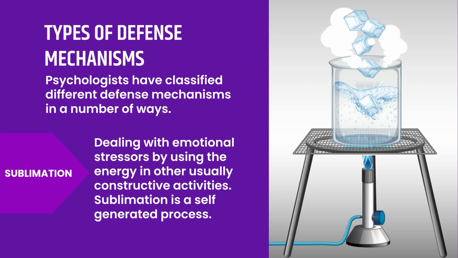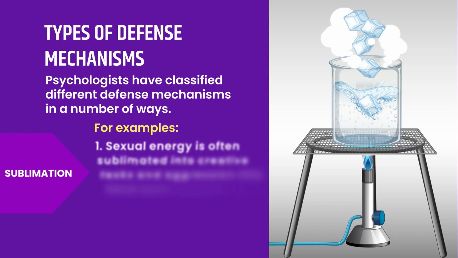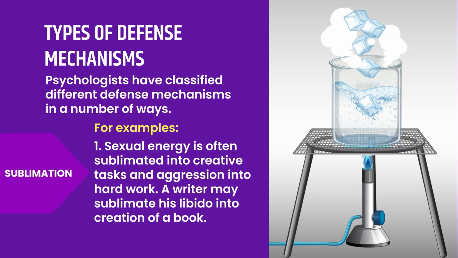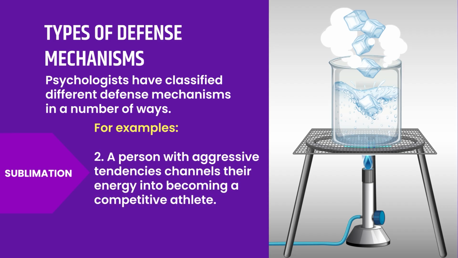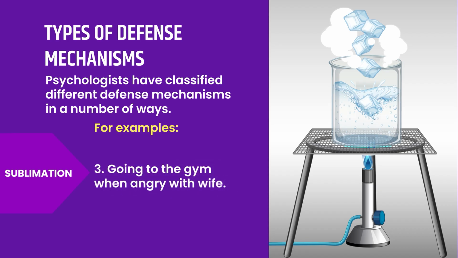Sublimation is a self-generated process. For example, sexual energy is often sublimated into creative tasks and aggression into hard work. A writer may sublimate his libido into the creation of a book. Another example is a person with aggressive tendencies channels their energy into becoming a competitive athlete. Another example of sublimation is going to the gym when angry with your wife.